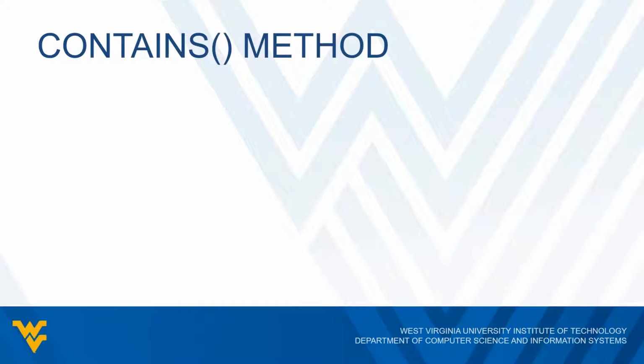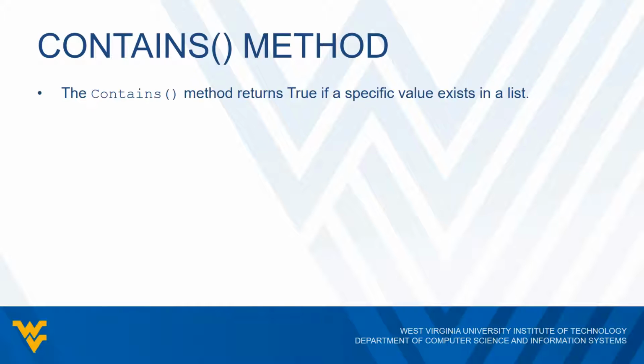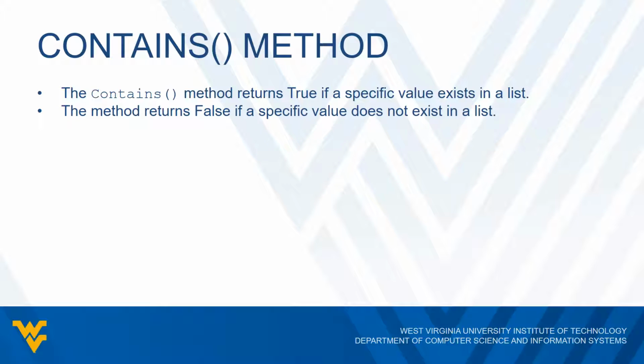Another method we can use in lists is called the contains method. What this method does is basically search for a specific item. So instead of trying to implement any searching algorithm that you may have seen, like in CS 122, for example, you can just call this method on a list and it will tell you whether or not a particular item is in the list. So this method will return true if the specific value does exist in that list, and it's going to return false if that item is not in the list.